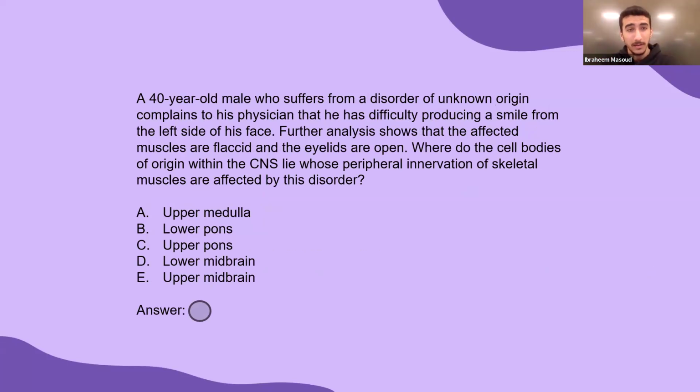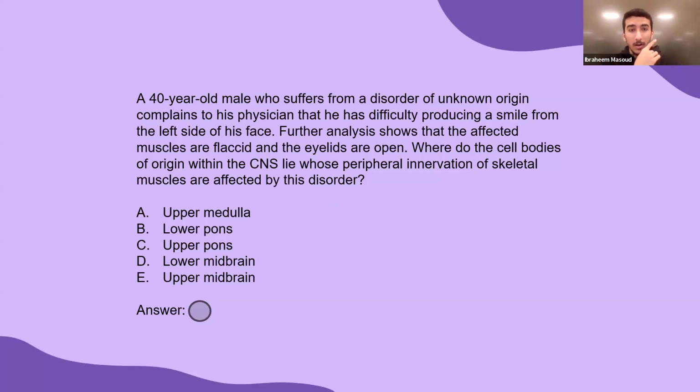Cannot smile, left side, muscles affected, eyes open, he can't close them. Okay, which nucleus is this first? Before we jump into the conclusion, which nucleus is this? Think again. Is it trigeminal? Trigeminal is sensory or motor? Facial. Why facial? Because he cannot close his eye. That's right. Trigeminal is mostly sensory.